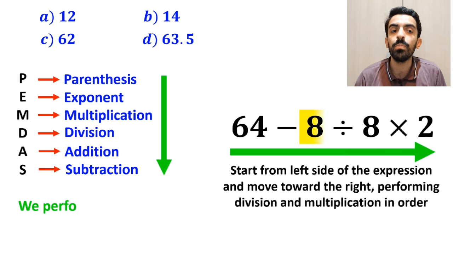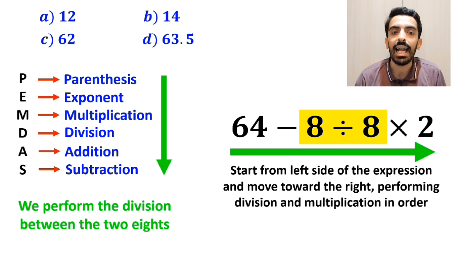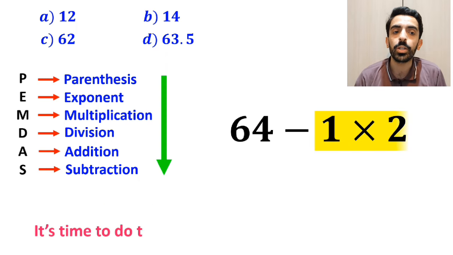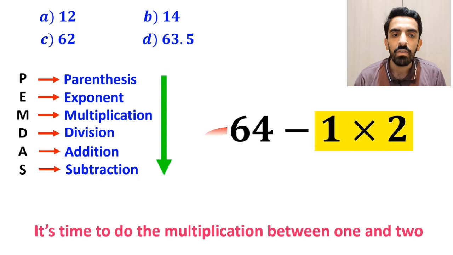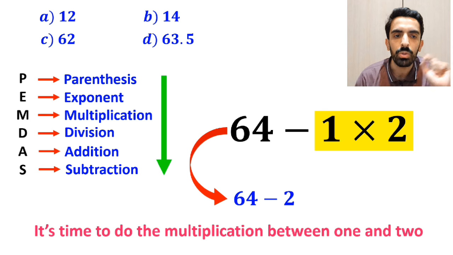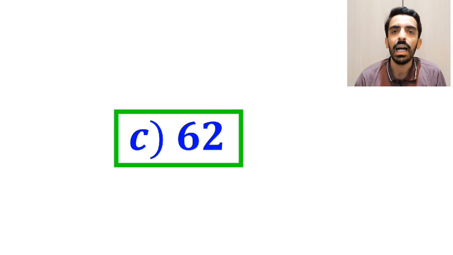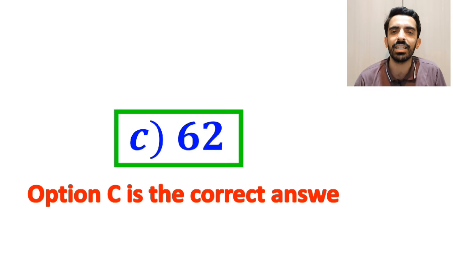So, first we perform the division between the two 8s, and this expression simplifies to 64 minus 1 times 2. Now, it's time to do the multiplication between 1 and 2, which gives us 64 minus 2. And finally, the value of this expression is equal to 62. Therefore, option C is the correct answer to this question.